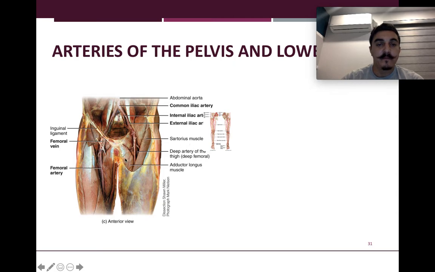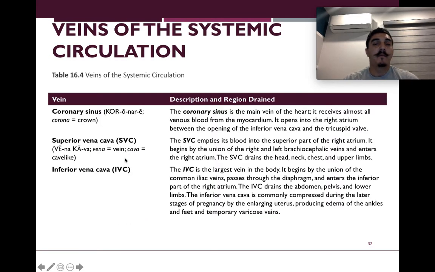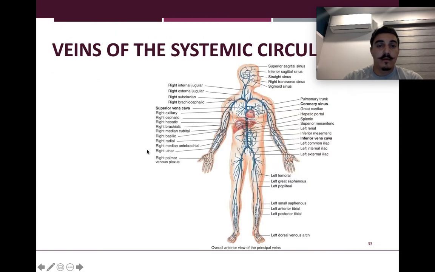So yeah. All right. Now we got the veins: the coronary sinus, superior vena cava, inferior vena cava. Remember, these are our main ones, the three main ones that will send blood to the heart. Okay. So here's all the different veins all over the place.